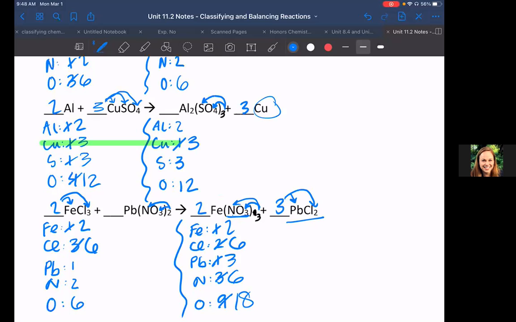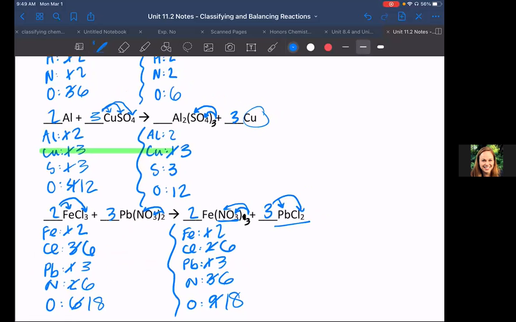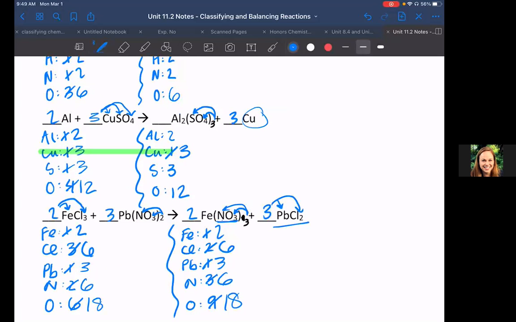If we look on the left-hand side, next thing that we have to make sure is equal, because our irons are good and our chlorines are good, would be our lead, our Pb. So we're going to put a 3 in front of the lead containing compound here. We now have 3 leads. 3 times 2 is 6. And then we have 6 oxygens. When we multiply by 3, it gives us 18. And so that gives us a balanced equation. Are there any questions on this?